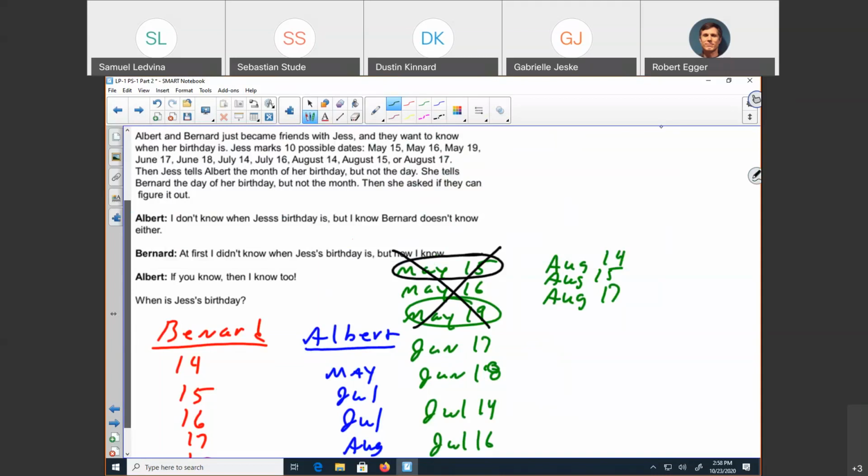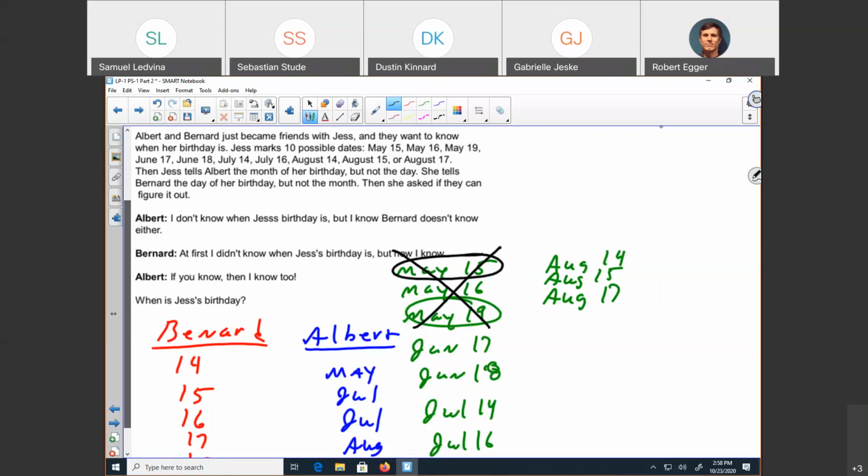Albert, by saying he doesn't know what Jesse's birthday is, but neither does Bernard, basically rules out May because the 19th would be the only one. Oh, now I see what you're saying. Okay, Grace, your May 19th wasn't the answer, it was what day is unique. Sorry about that.